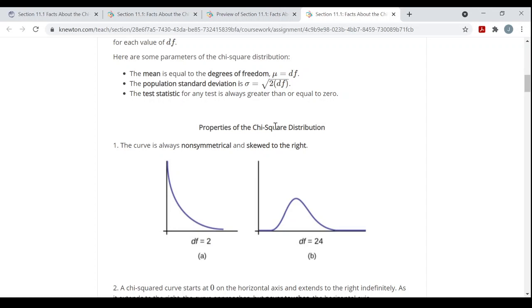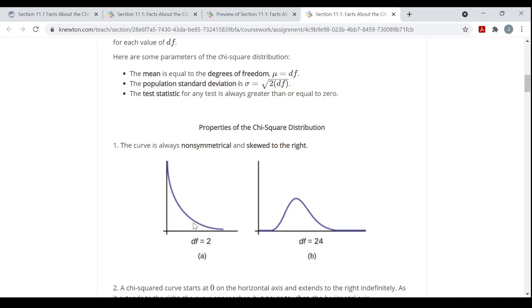So, some properties of the chi-square distribution. The curve is always non-symmetrical, very opposed to what we saw for Student's t or standard normal. Those were symmetrical and bell-shaped. That's not the case for these chi-square distributions. They're always non-symmetrical and skewed to the right. Remember, skewed to the right means that the bulk of the height is on the left and it's got a long right tail. It goes off to the right forever.